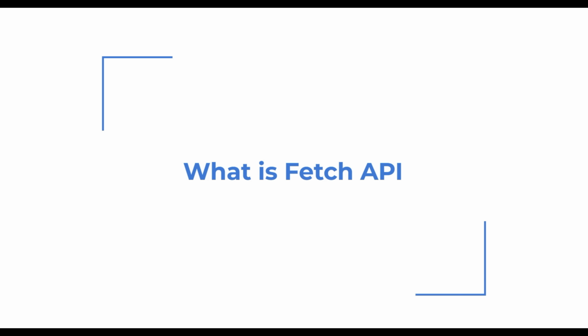Now, let's get started with our first topic. What is Fetch API? The Fetch API is a modern way to make HTTP requests in JavaScript. It is a built-in feature that allows you to fetch resources from the network like APIs asynchronously. It returns a promise, making it easier to work with asynchronous operations than older methods like XMLHttpRequest.